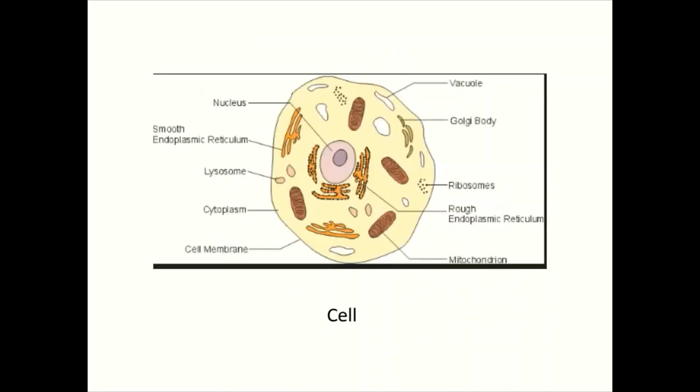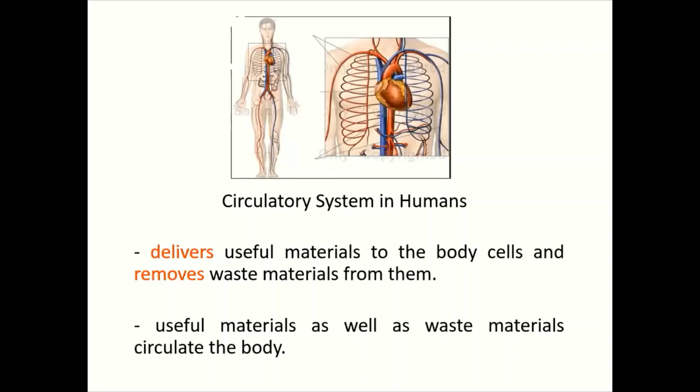Our body is made up of many different cells. These cells need nutrients and oxygen in order to do their job. At the same time, they produce waste products such as carbon dioxide, and these waste products need to be excreted. So the job of the circulatory system is to deliver useful materials to the body cells, such as nutrients and oxygen, and also to remove waste materials from them. The waste materials of the cells are carbon dioxide, urea, and others. Therefore, useful materials as well as waste materials, which dissolve in blood, circulate around the body.